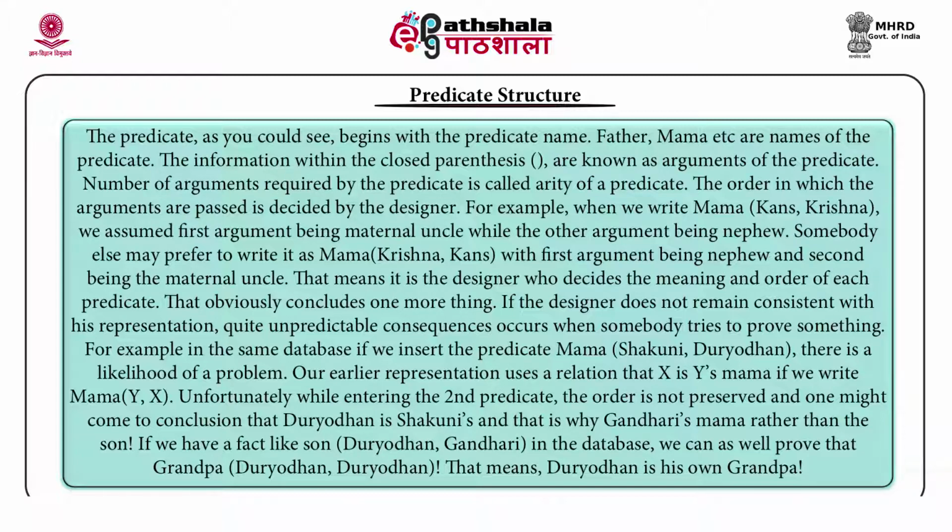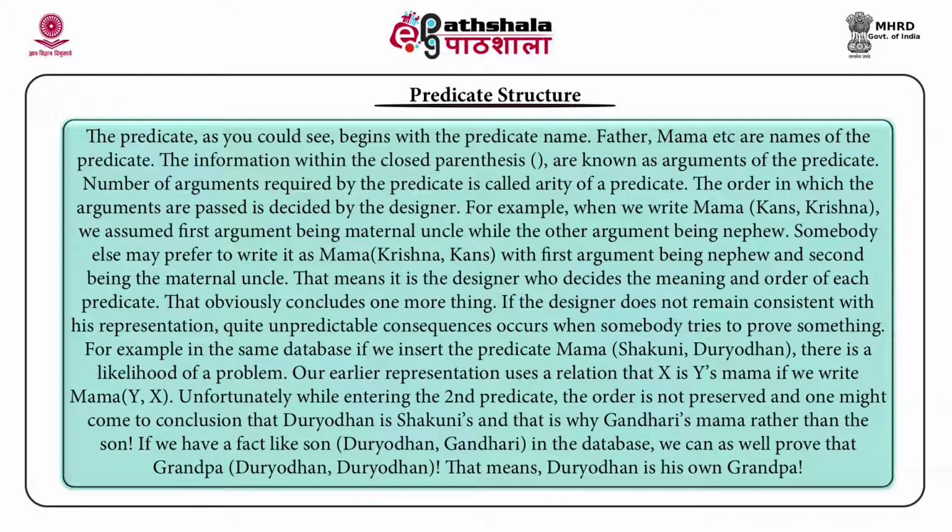So, the structure of a predicate, you have seen that it begins with a name and you have arguments. The number of arguments in a predicate is called the arity of the predicate. Some predicates have arity 2, some predicates have arity 3 and so on and so forth. Usually, for our discussion, we will have predicates with arity 2 only. The order is very important. Please understand, and the order depends on us, the person who is going to code.